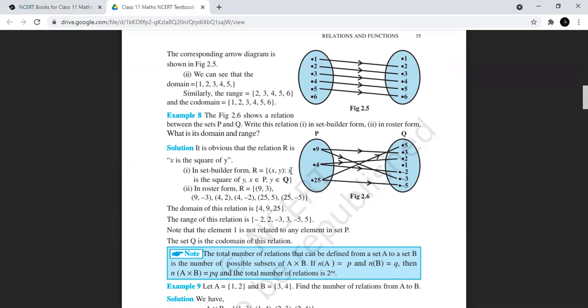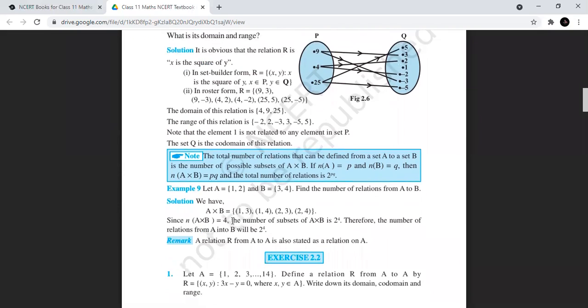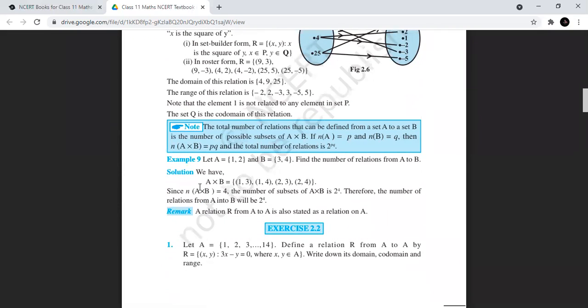So to identify a function, what we have to focus on is your first entry of the ordered pair. Your first entry of the ordered pair comes from domain. Okay, so the first entries should never repeat. That is what the definition was, that every pre-image will have one and only one image. It cannot have two images. Is that clear?